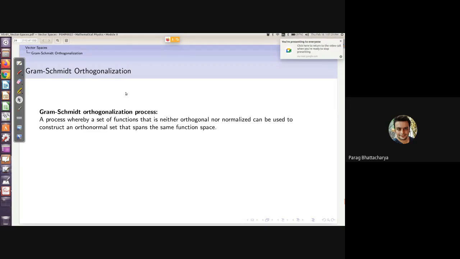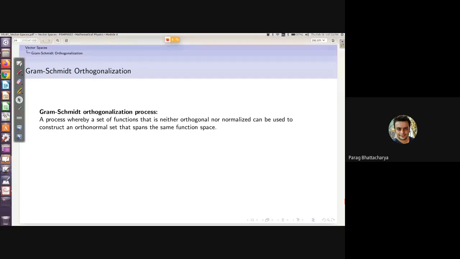So suppose I need a set of 3 orthogonal vectors, but I don't have those 3 orthogonal vectors. What I can do is construct my own set of orthogonal vectors using a set of 3 non-orthogonal vectors. Basically, it's a process whereby a set of functions that is neither orthogonal nor normalized can be used to construct an orthonormal set that spans the same function space.